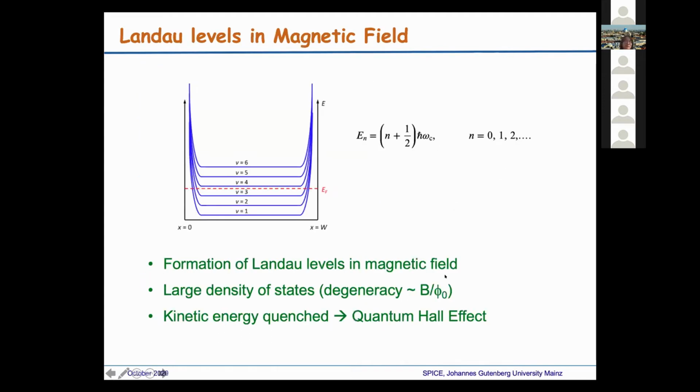But of course, we can generate a flat band in any system by using the magnetic field. In this case, we have the formation of Landau levels, which are completely flat. The kinetic energy is completely quenched, and we have an extremely large density of states. This, of course, gives us the quantum Hall effect, and in the quantum Hall effect we have things like quantum Hall ferromagnetism.